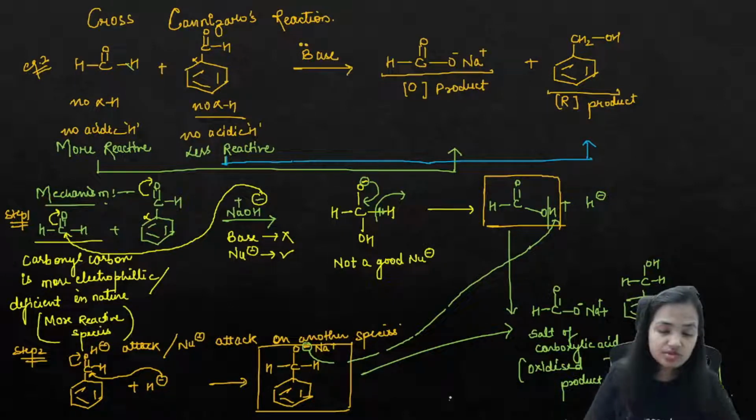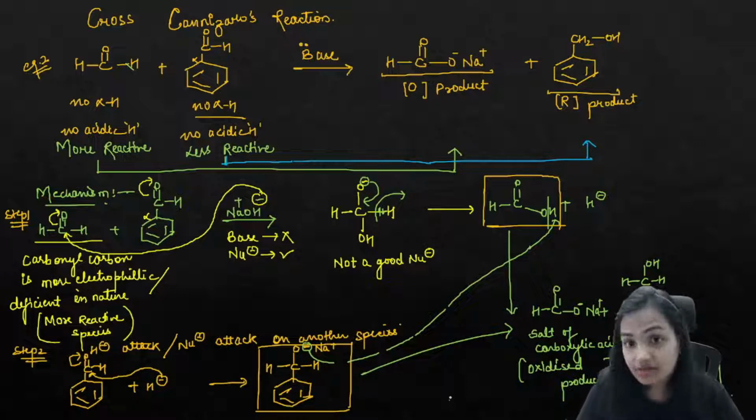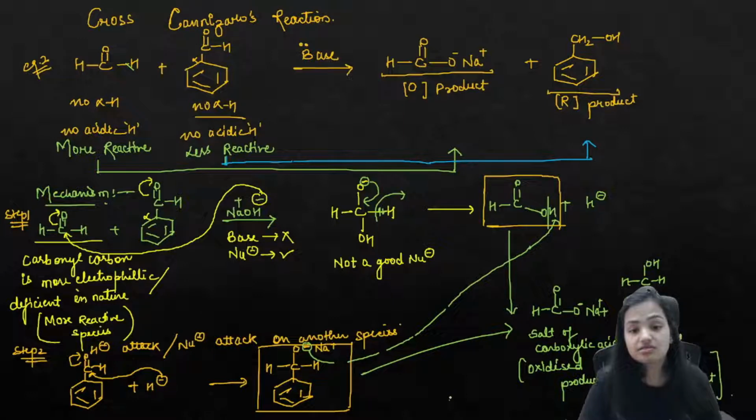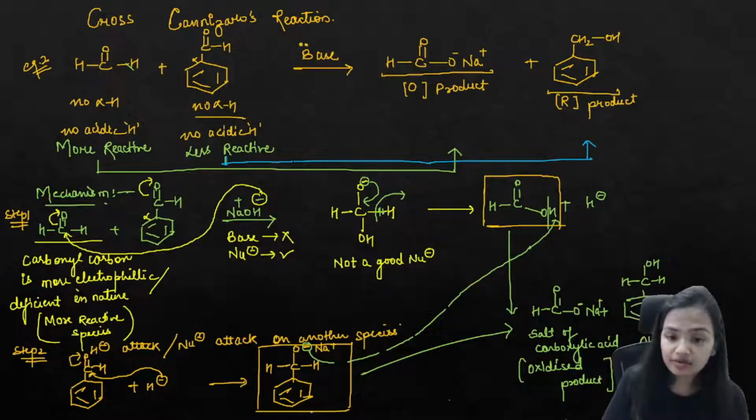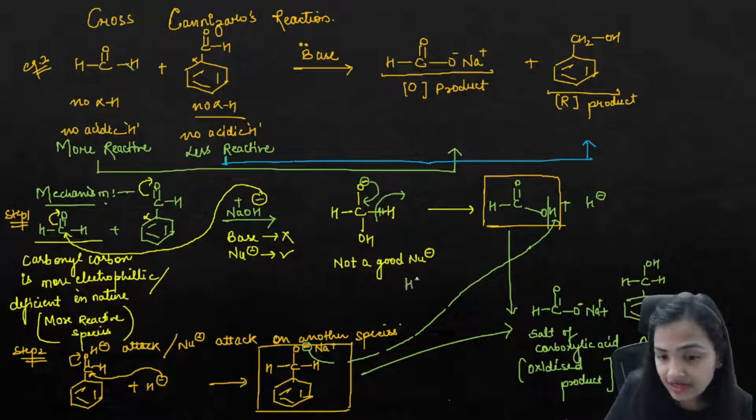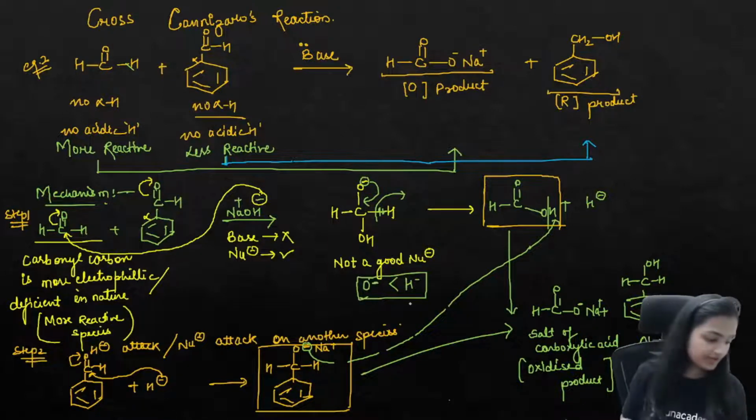What is the most important step is this hydride attack, because the oxygen being a very electronegative species, the negative charge is more stable, so it's not a good nucleophile. Hydride is a better nucleophile. So we can say that hydride is better than O negative. That's why hydride attack is happening, not the O negative attack.